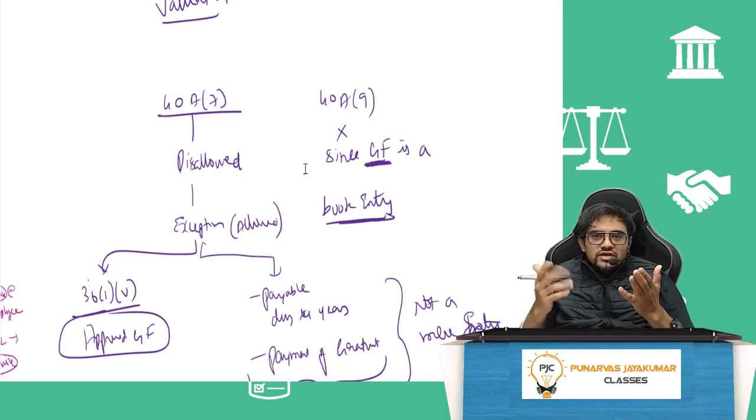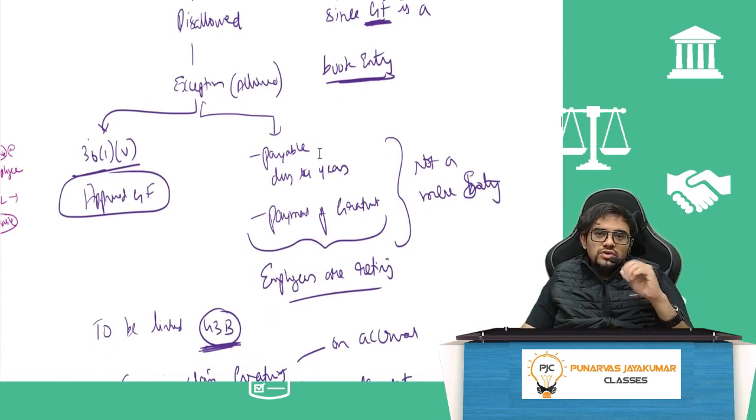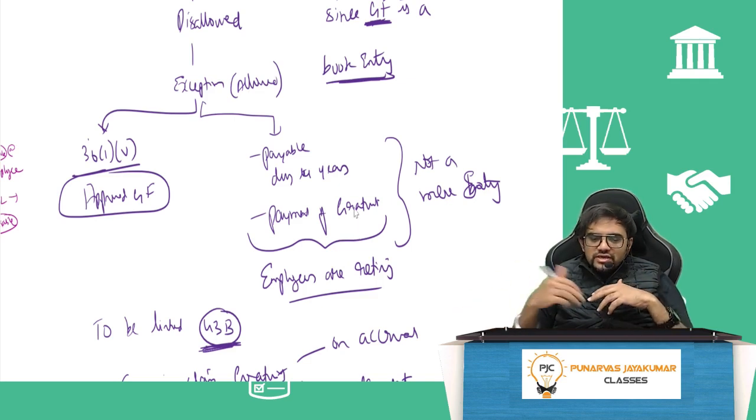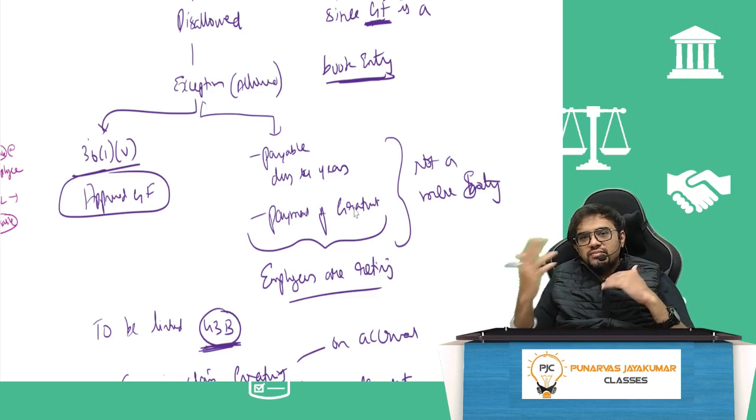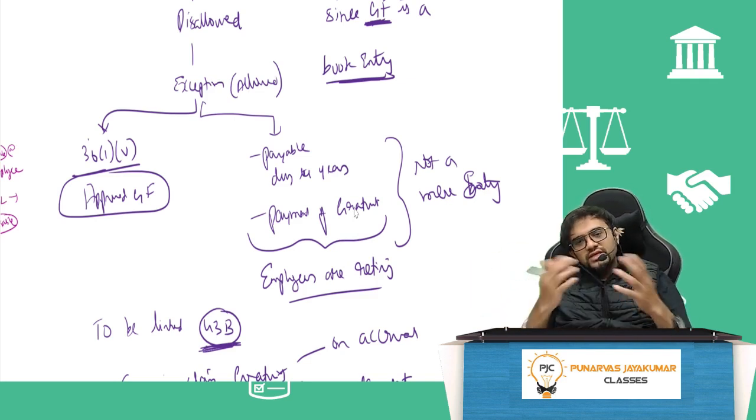When is gratuity fund allowed? Either it has to be approved or it should not be a mere book entry. Means if it is payable during the year and it is actually paid during the year, where employees are retiring during the year, if I make an entry and pay it on time, then it is allowed.